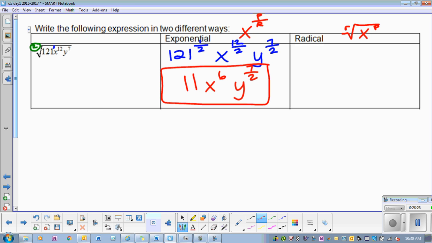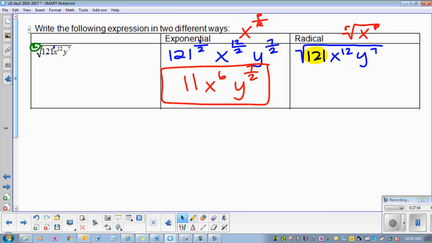All right, so what about the radical? We have the square root of 121, x to the 12, y to the 7. We're going to start with the number. What's the square root of 121? It's 11. So 11. All right, let's look at the x's now.